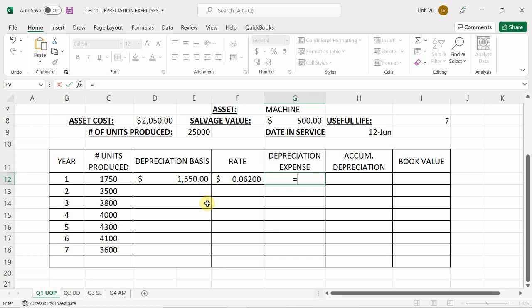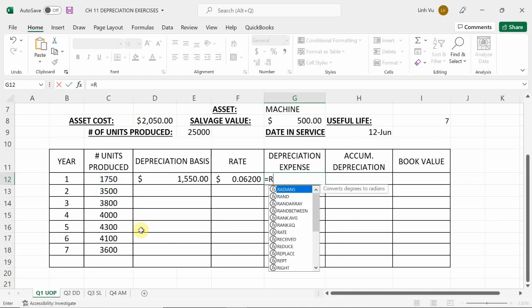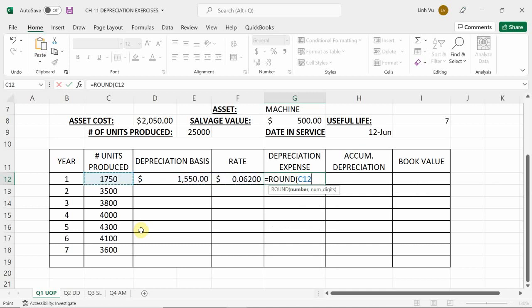So how do we do it? How many units did you produce that year? 1,750. Multiply 1,750 by the rate of 0.062. I got 108.50.